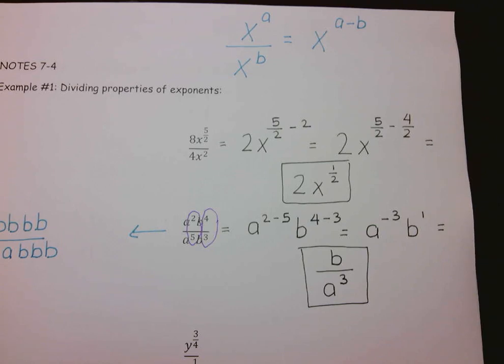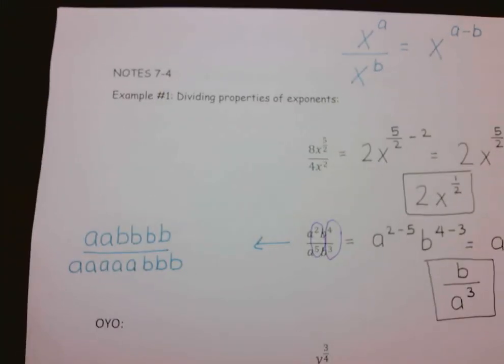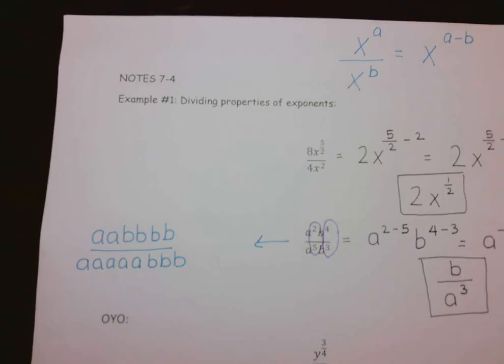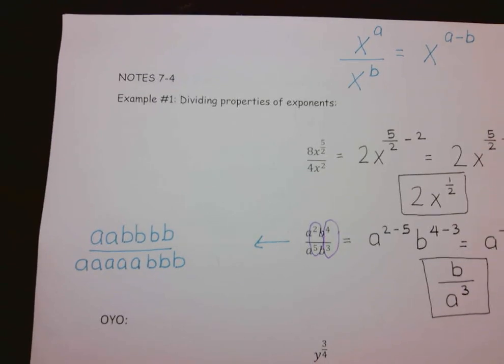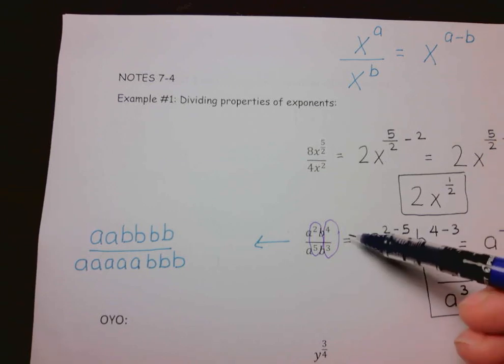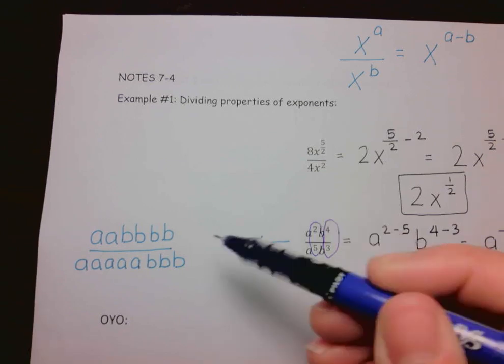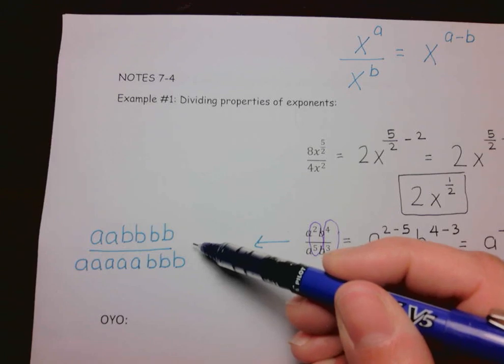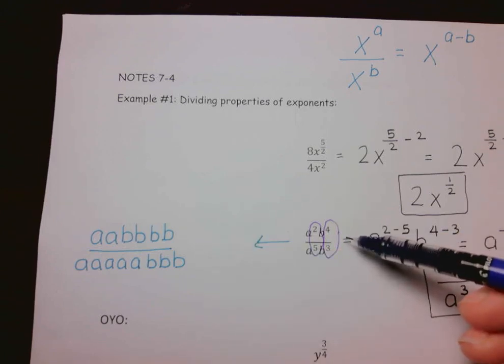But I want to make sure that you fully understand why. Why does this work? Why, when you are dividing powers that have the same base, do you subtract the exponents? Well, let's think about what this means. Let's look at this problem again, and I rewrote this problem in expanded form. Because what is this problem telling me? This is telling me I have 2 a variables at the top and 5 at the bottom. It's also telling me I have 4 b variables at the top and 3 at the bottom.